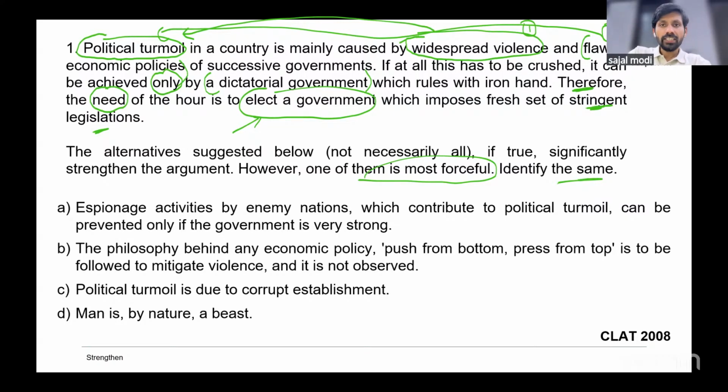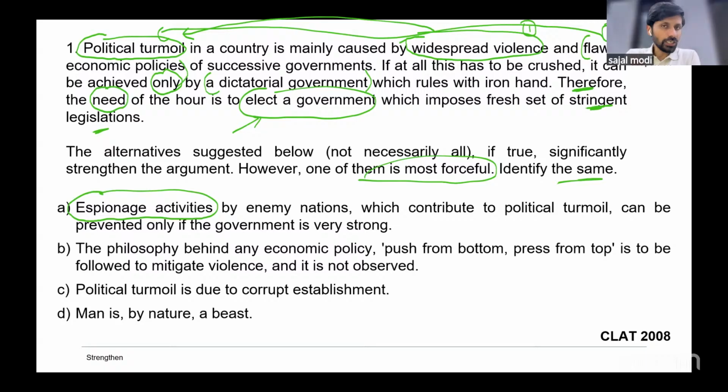Option A: espionage activities by enemy nations which contribute to political turmoil. So option A says there's one more thing, which is espionage activities. Now, nowhere in the passage is espionage activities mentioned. There's no reference to it. Do I just reject this option? Had it been an inference question, I would have said this is new information, out. But this is not an inference question, this is a strengthen question.